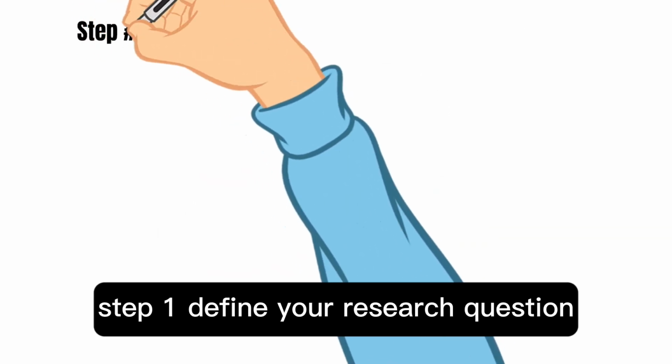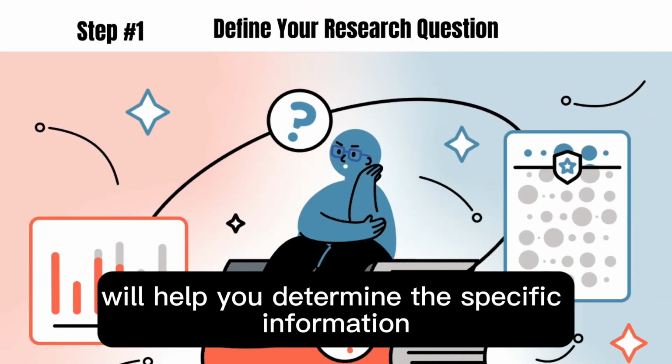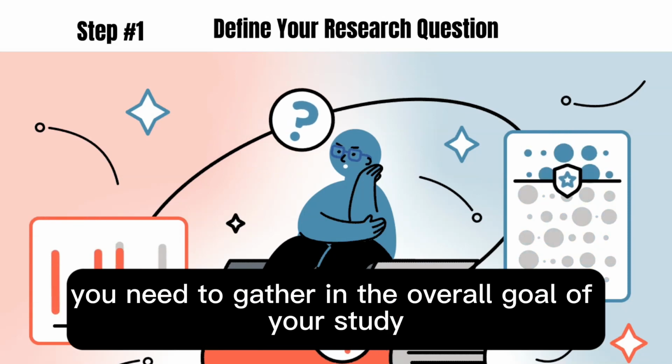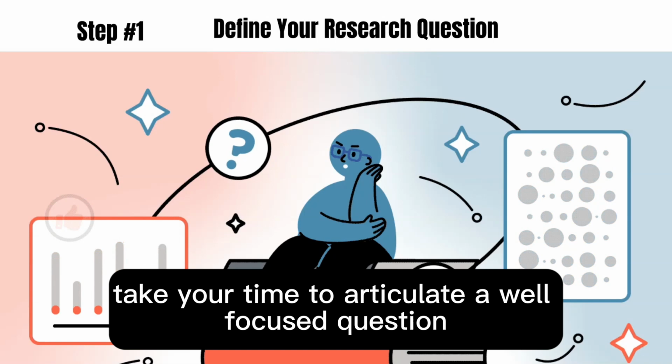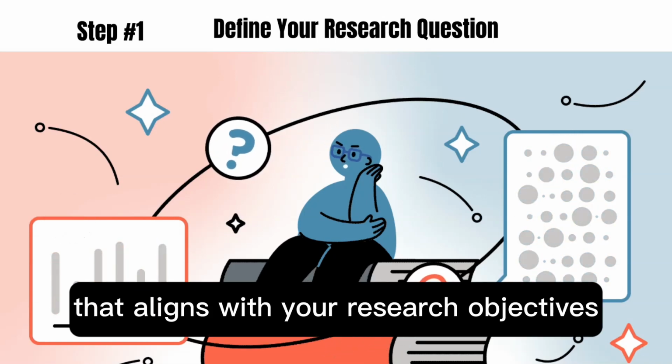Step 1. Define your research question. Clearly identifying your research question will help you determine the specific information you need to gather and the overall goal of your study. Take your time to articulate a well-focused question that aligns with your research objectives.